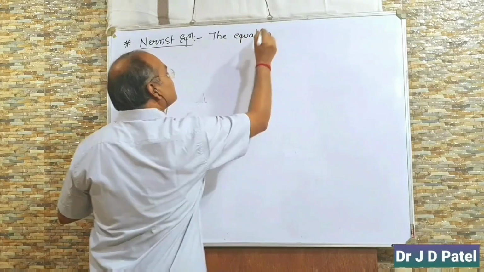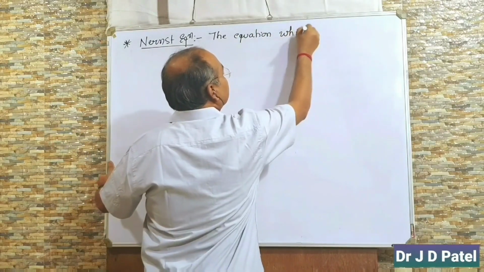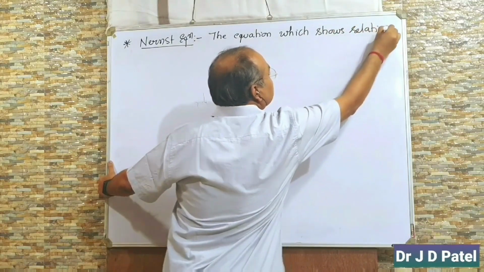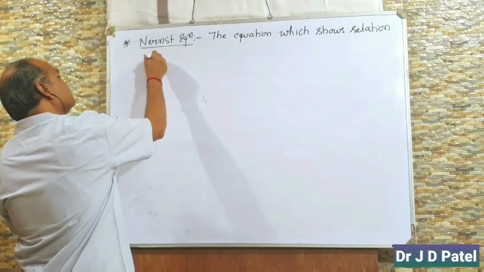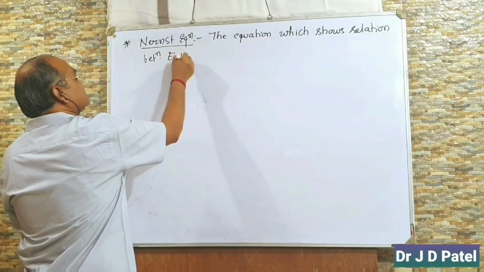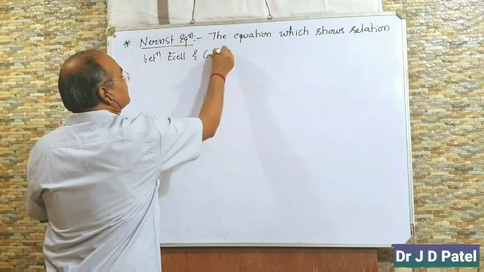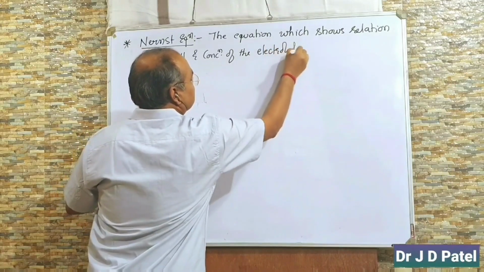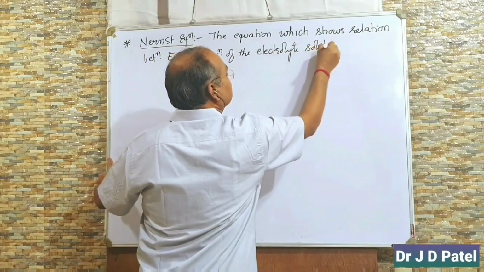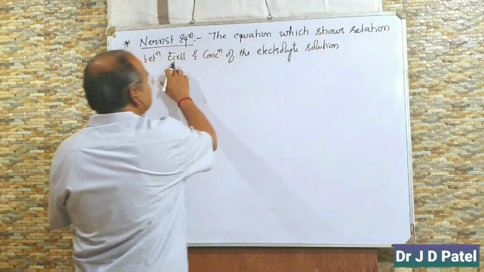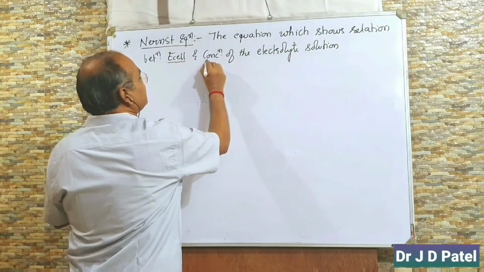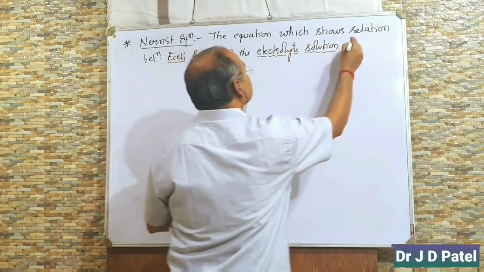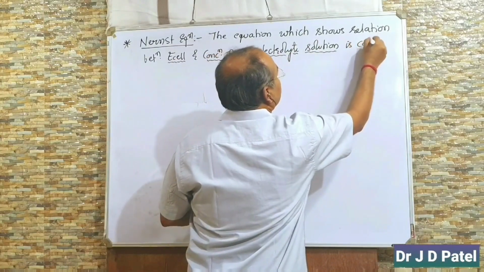But the definition is, the equation which shows relation between E cell and concentration of electrolyte solution is called Nernst equation.